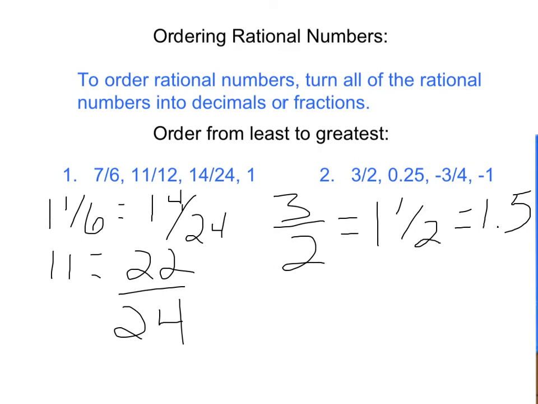Then I need to turn -3/4 into a decimal. -3/4 is equal to -75/100 as a decimal. Now that all my numbers are written as decimals, they're easy to compare, and it's easy to see that written from least to greatest, they would go -1, -3/4, 25/100, and 1 5/10.